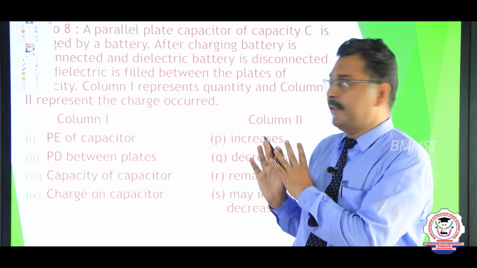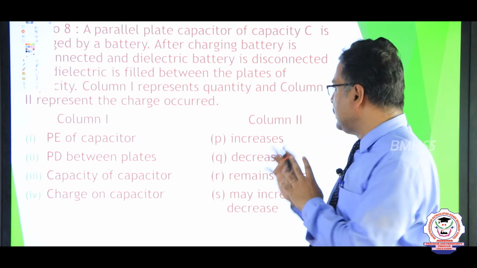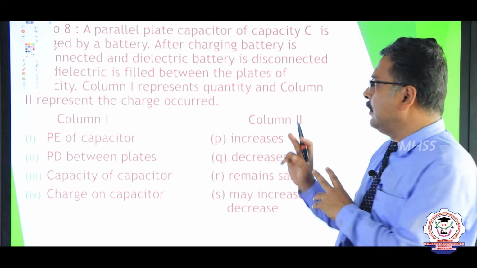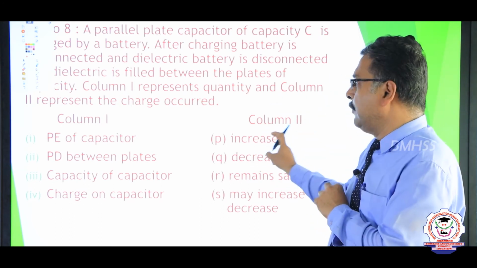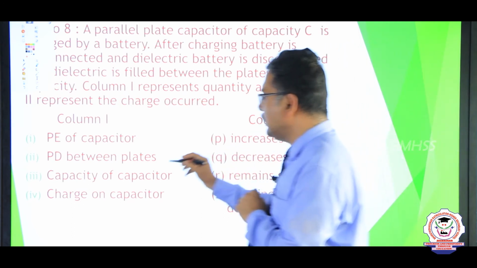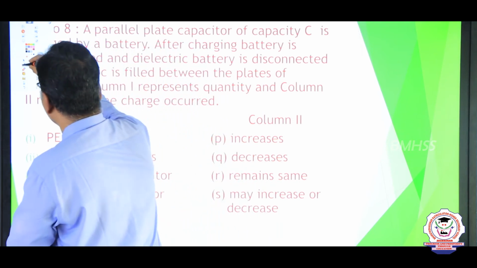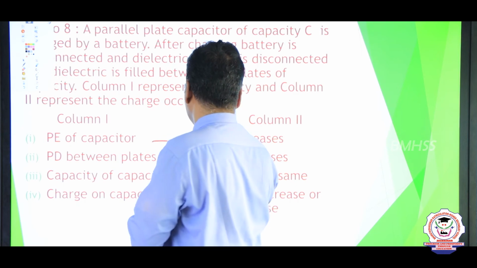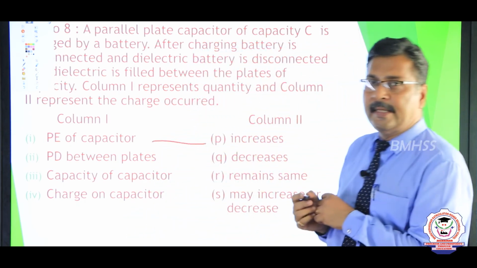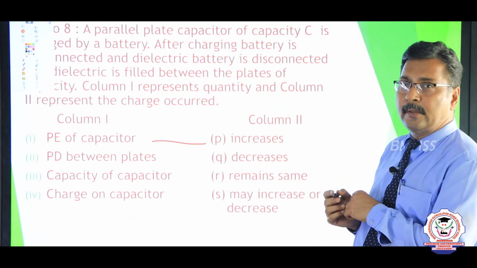Potential energy of a capacitor. You know very well the energy of the capacitor is half CV square. So when voltage is increased, the potential energy also increases. So this is going to be straight. Potential energy of the capacitor increases during disconnection and subsequent charging.